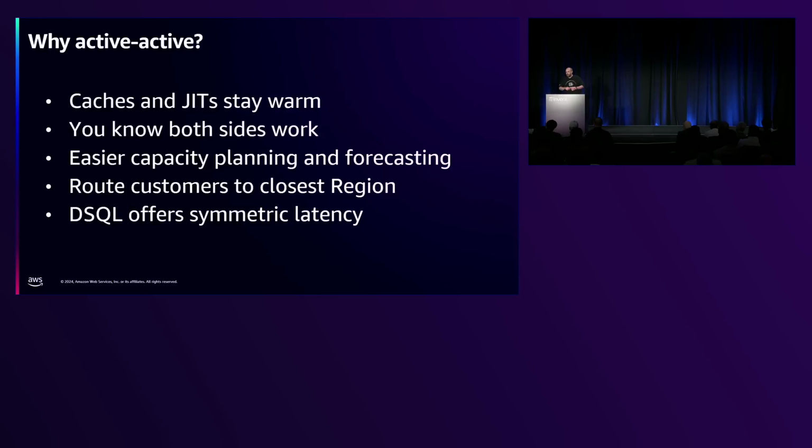Caches stay full. JITs stay warm, right? These aren't applications that have been sitting quiescing for days or months. It makes capacity planning and forecasting easier, again, because you're running the whole time. You're gathering continuous operational experience across multiple regions, across both halves of this architecture. It gives you the option, and I'll talk about why this is so cool in a second, to route customers to the closest region and offer them better latency for both their reads and their writes. And that's cool because DSQL offers symmetric latency. The latency is the same on both sides. That endpoint A and endpoint B will offer you the same latency experience.